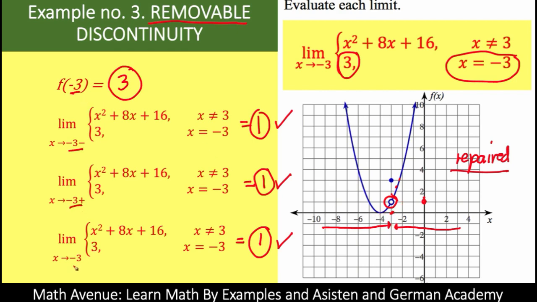But we are not after the exact value of the function at f of negative 3 in this case. So that's the difference between just evaluating a function and evaluating a limit. In algebra, most of the time, we are interested in getting the y value for any particular input x. But in limit, we are only interested in the y values as the input x approaches the point of interest.